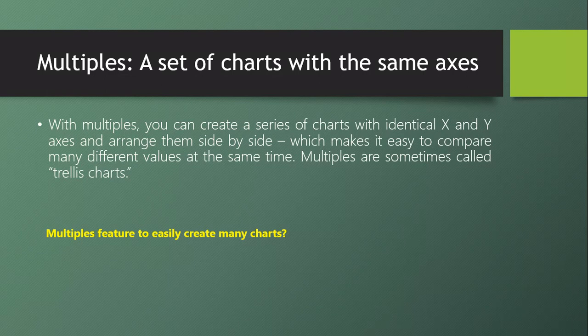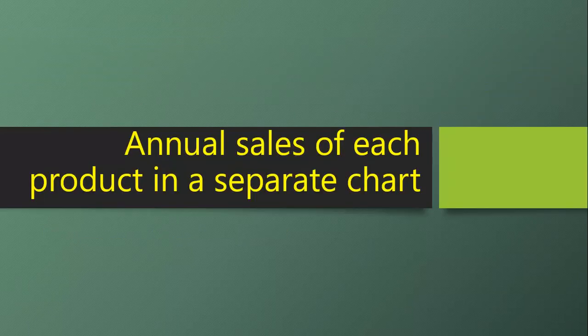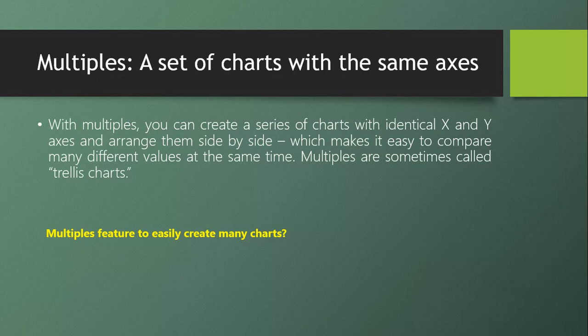Now we'll talk about multiples. This is another option which lets you create a series of charts with identical axes and arrange them side by side. Say you want to make a chart of year end sales, but for every product you want a different chart. Like for tea you want separate charts, so you want multiple charts to be created, so you can easily compare which product is performing better. So we need to understand that there is a multiples option available in the charts. Let's walk through it.